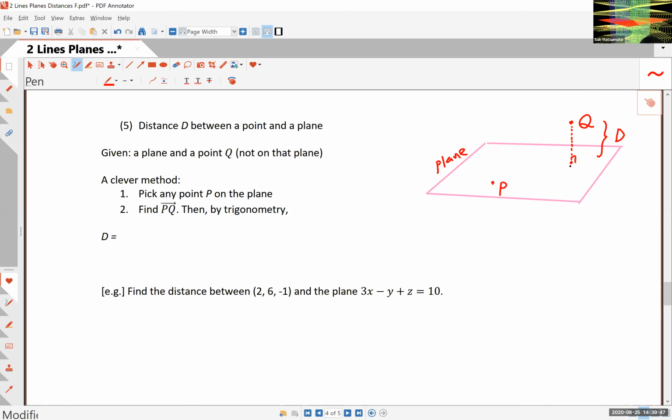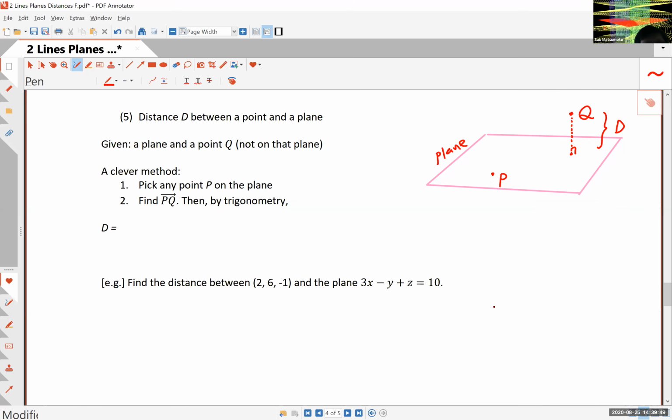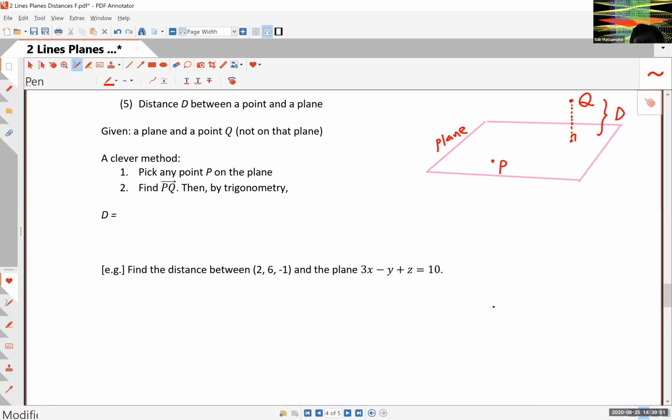Let's go back. So how do I do this? Here's a clever method, and you wouldn't believe it because it sounds almost too good to be true. A clever method here is to do this. Let's pick any random point P. I'm going to pick any easy point P on the plane. You are given the equation of the plane, just find like (0, 0, something) or (something, 0, 0). Find an easiest point on the plane, and schematically this is what it looks like.